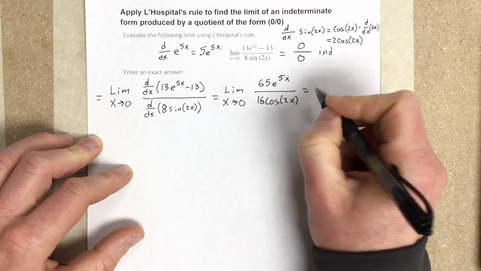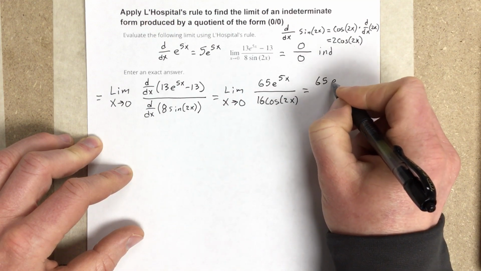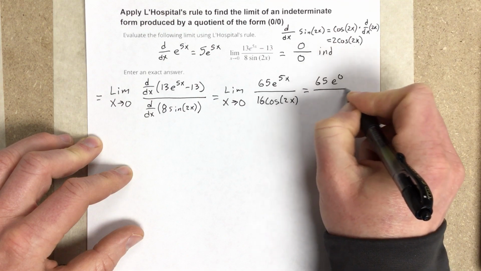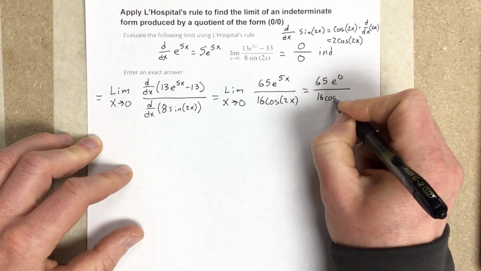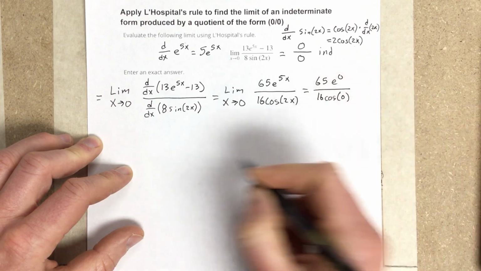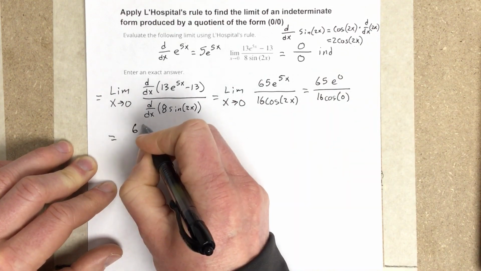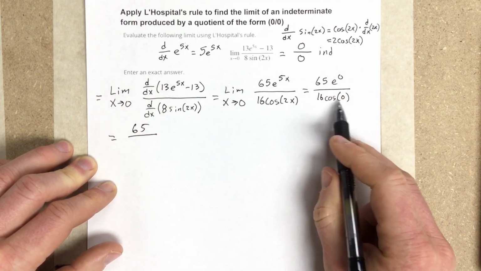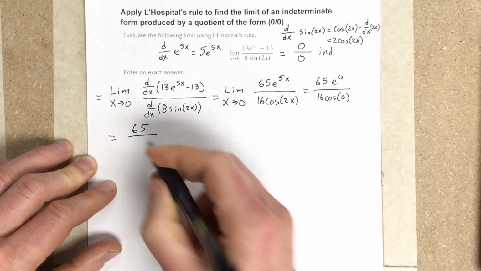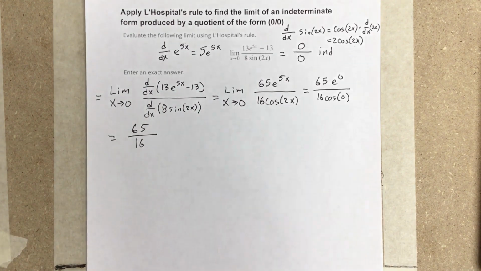Now let's apply the limit. So 0 goes in, I get 65 e to the 0 over 16 cosine of 0. Because e to the 0 is 1, and cosine of 0 is also 1, that'll be 65 over 16. I'm not sure that reduces. Let's double check here.